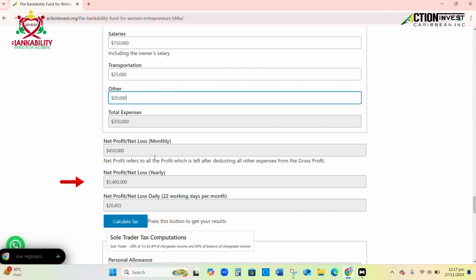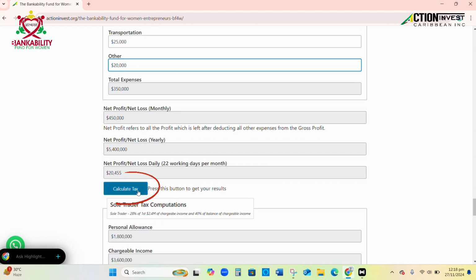Here's a pro tip. If your expenses ever exceed your income, don't panic. You'll have a net loss, which is important to know. Now, let's hit that big shiny Calculate Tax button. Here's where the magic happens. The calculator will break down your estimated tax obligations based on your net income.